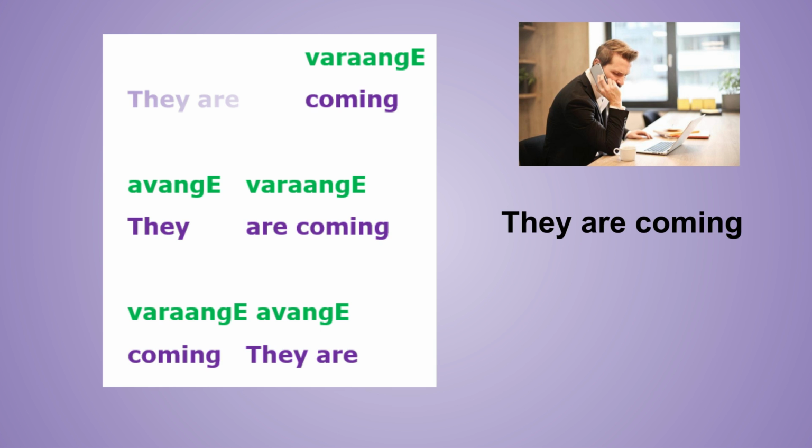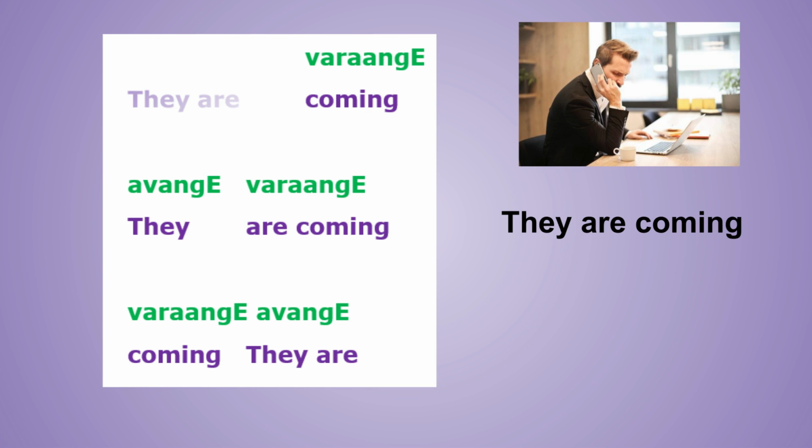The next one is varanga. Just imagine the man, he's talking to somebody, his wife or someone, saying that someone is coming. Varanga. Just imagine, yeah, they're coming. Varanga. The next one is a proper phrase. Avanga varanga. They are coming, as we say in English. Avanga varanga. And the next one is varanga avanga, which is also fine. Which is just to stress the fact that they are coming. So coming is more stressed here.